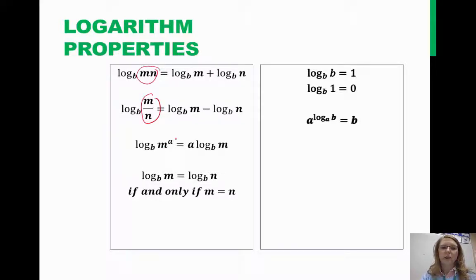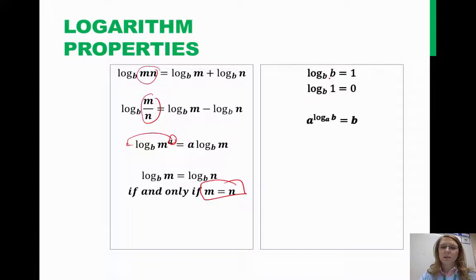We have m to the a. This little power goes to the outside of the logarithm, as you can see here. So log base b of m to the a becomes a log m. And one of the things I wanted to point out to you is that log m equals log n only if these two happen to equal each other in the first place.